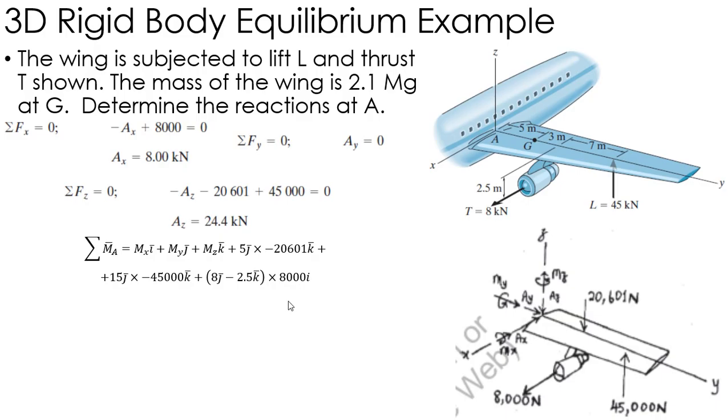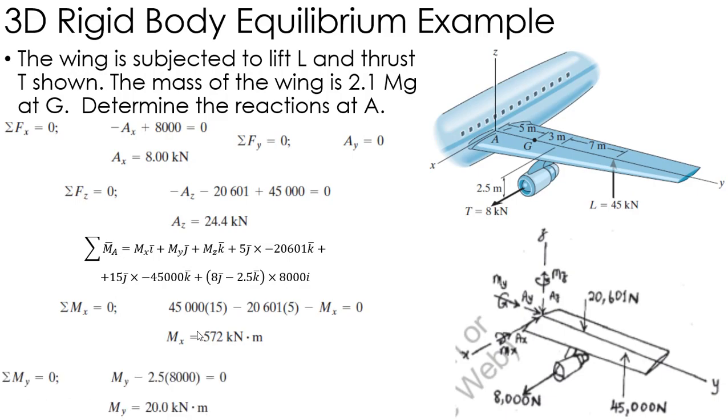Now, when I do those cross products, I'm going to have I, J, and K components, which are going to be shown here. Here's my I component, so I'm going to have my MX that I have right here. And then I'm going to have the 5J cross negative 20,601 K and the 15J crossed with, again, this should be positive 45,000. So I get 45,000 times 15, negative 20,601 times 5, minus MX. Solving for MX, I get 572 kilonewton meters in the X direction.